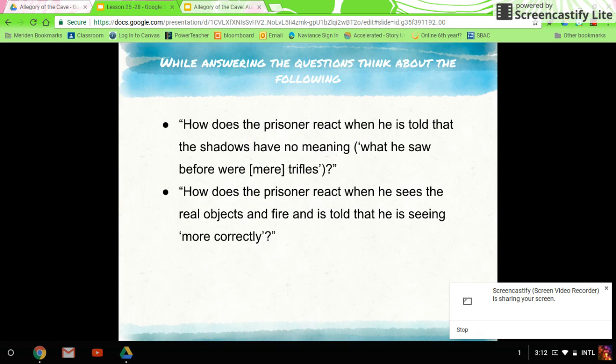Okay, while answering the questions, what you should think about if you're having difficulty is, how does the prisoner react when he's told that the shadows have no meaning? And how does the prisoner react when he sees the real objects and fire and is told that he's seeing more correctly? If you found that you were having difficulty, maybe go back after looking at these questions and see how you can reword or re-answer your questions.